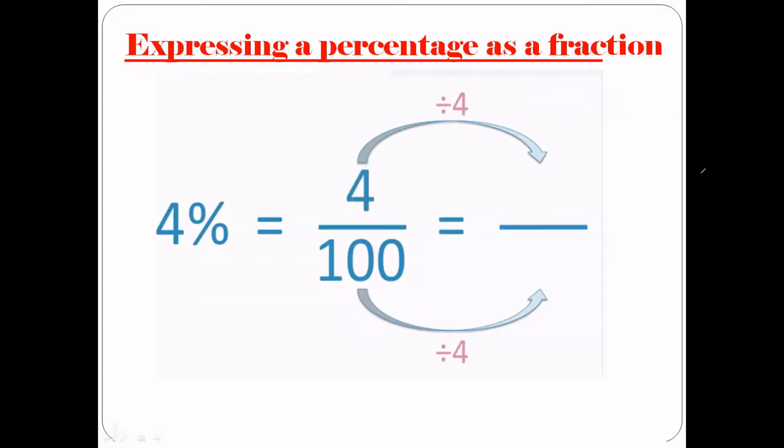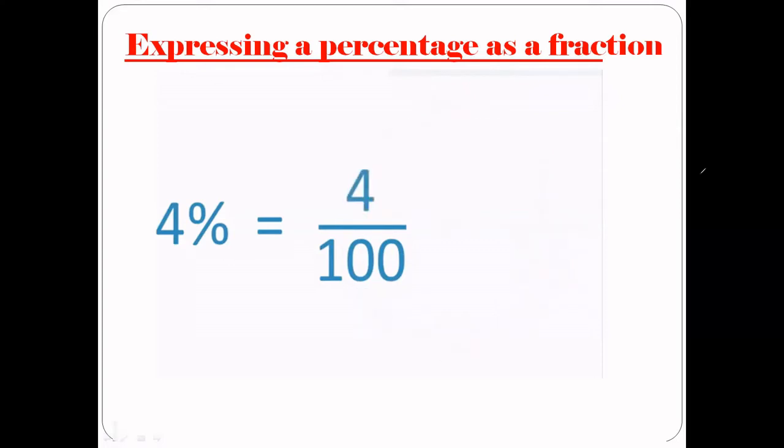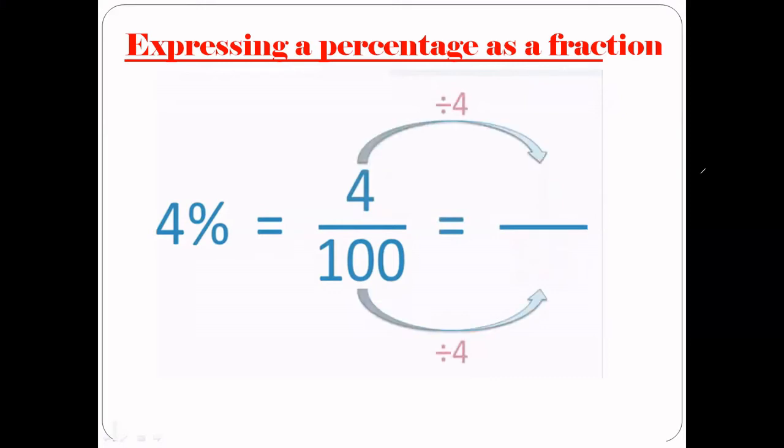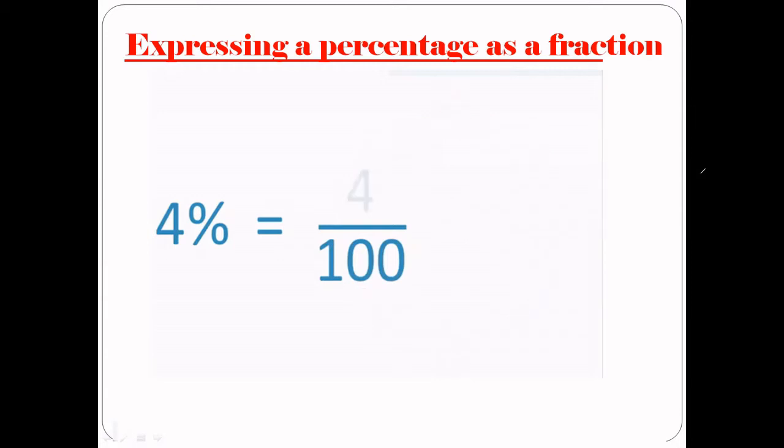Yes, 4 over 100. But you can't keep the answer as 4 over 100. The reason is you have to keep the answer in the simplest form. So you have to divide both numerator and denominator by 4. 4 divided by 4 is 1. When you divide 100 by 4, that is 25. So what is the answer in the simplest form? Always keep the answer in the simplest form. The answer is 1 over 25.